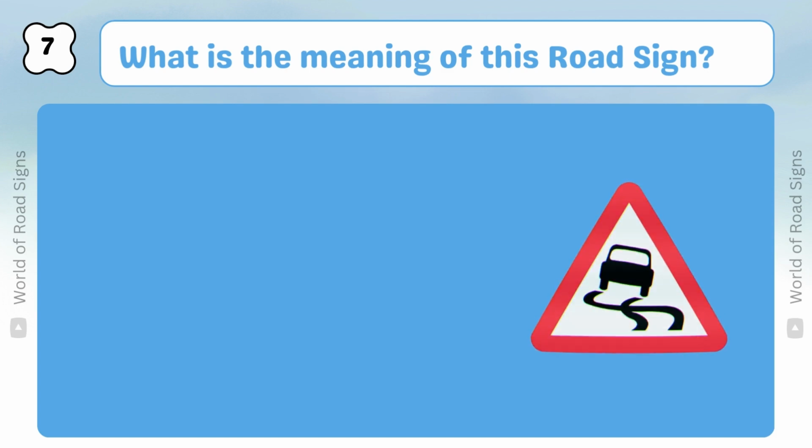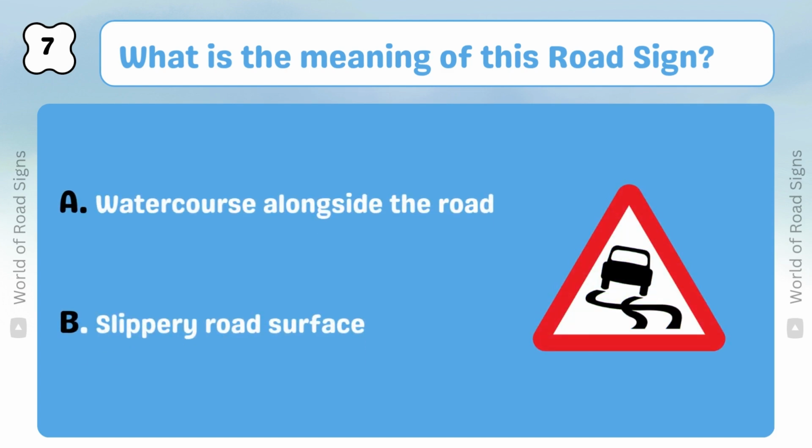Question 7. What hazard does this sign warn drivers about? A. Watercourse alongside the road. B. Slippery road surface. The right answer is option B. Slippery road surface.